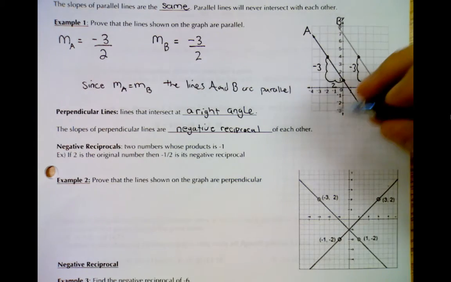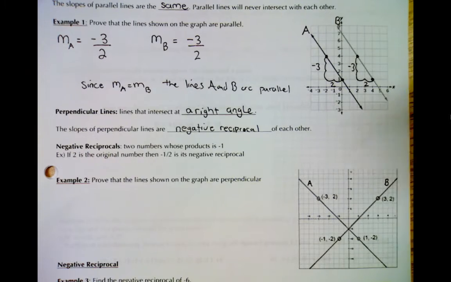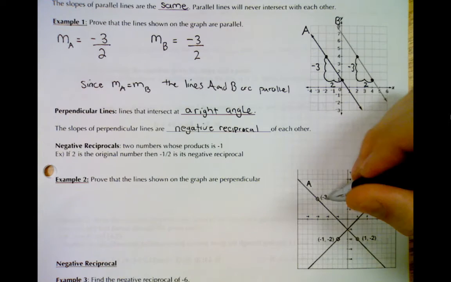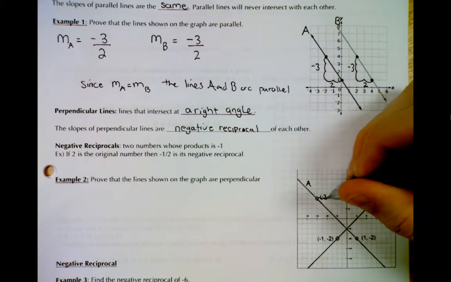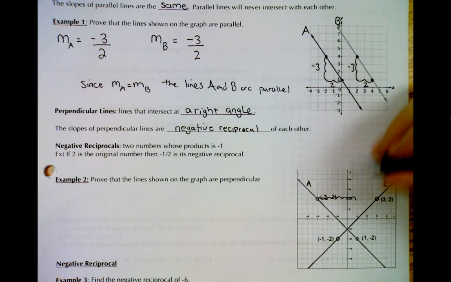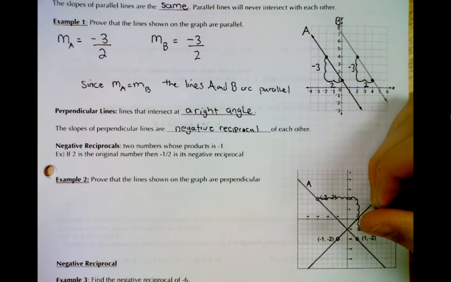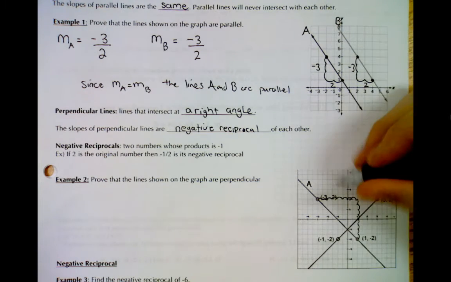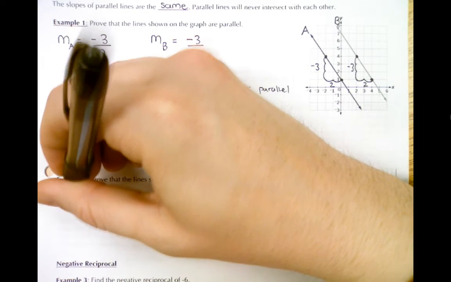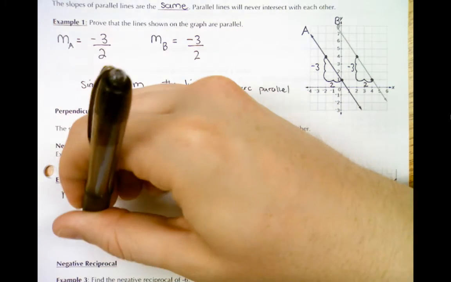So I've got my two lines here. I'm going to call this line A, and I'm going to call this line B. So let's find the slope between these 2 points on A. So it looks like it's over 1, 2, 3, 4, 5, 6, 7, 8, and down 1, 2, 3, 4, 5, 6, 7, 8. Run of 8, rise of -8. The slope of A is -8 over 8, which is -1.